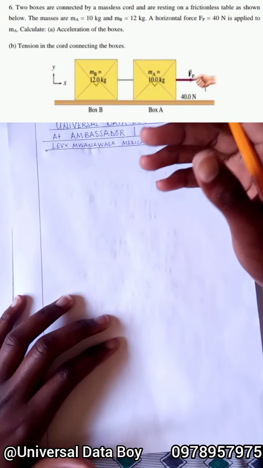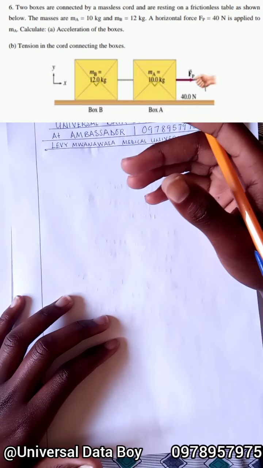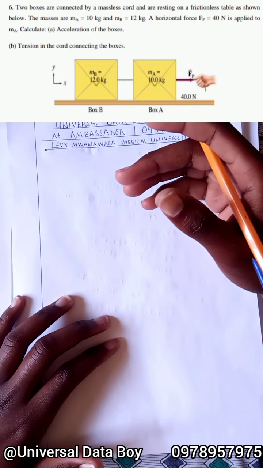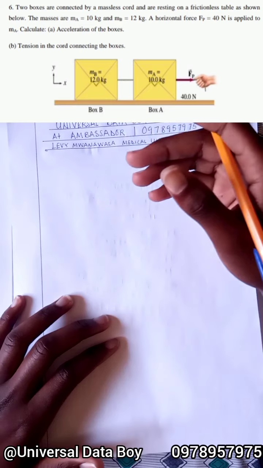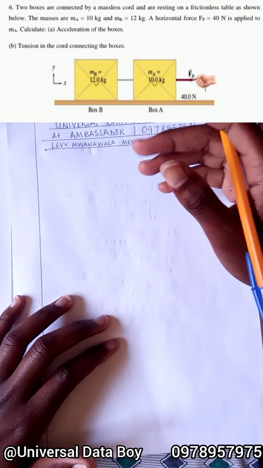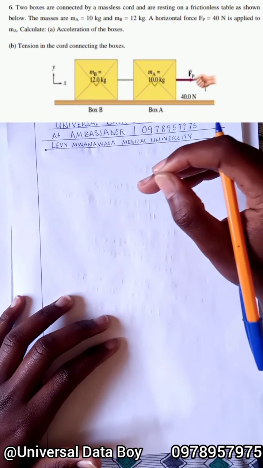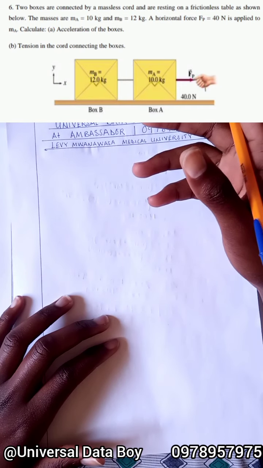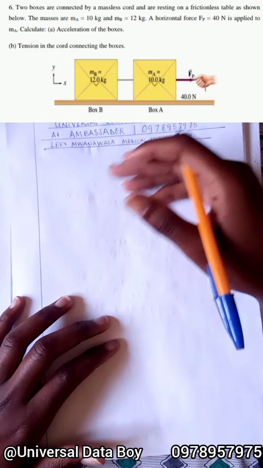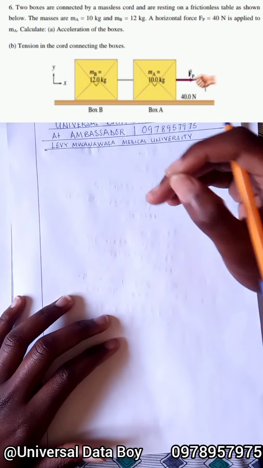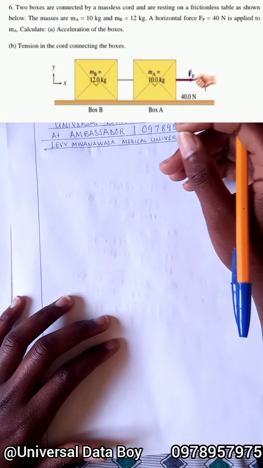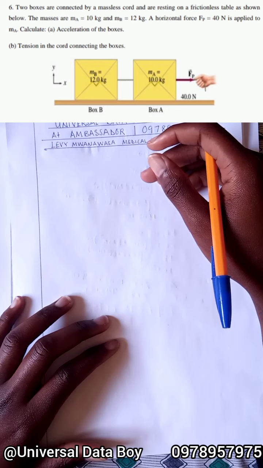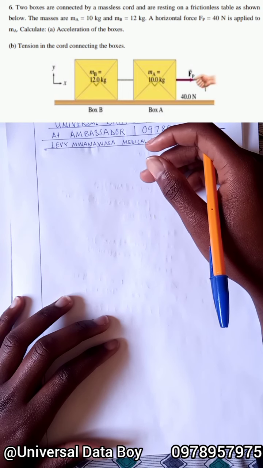This is an ideal table, and this is an ideal cord because it doesn't have mass, and then the table also doesn't have friction. But then in reality, there is always at least an amount of friction, and we know a cord has to have mass at least, but we assume that so that it can be easier in our calculations and for the fact that it's negligible. So then we go straight right into it, and then A, find the acceleration of the boxes.